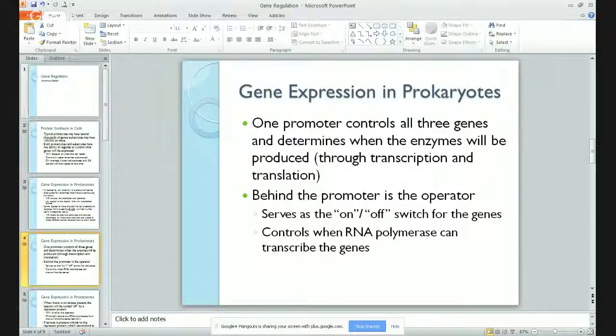The operator's job is the on and off switch. So the promoter tells the operator when to turn on and off. Specifically, the operator controls when RNA polymerase can attach to the DNA strand and start to make the RNA. The RNA polymerase can attach to the DNA strand to start transcribing. And then obviously, translation.